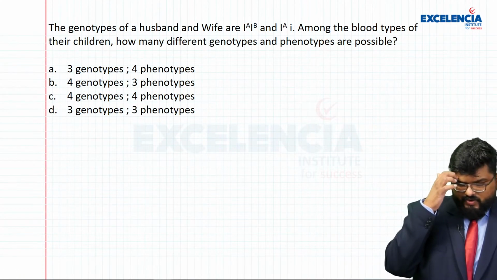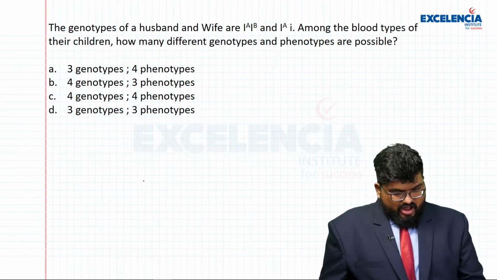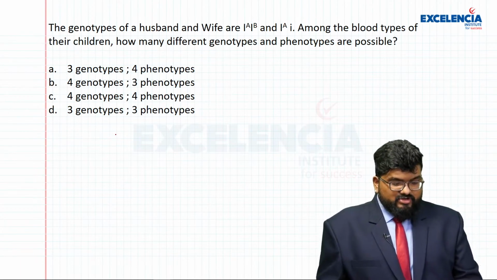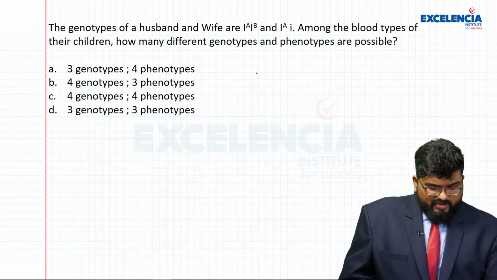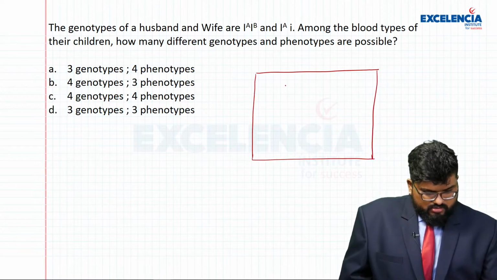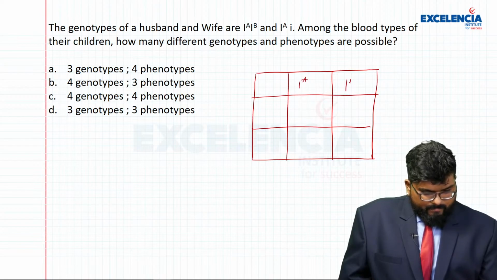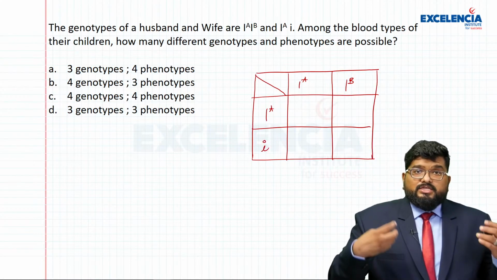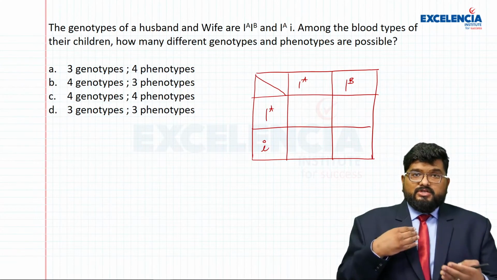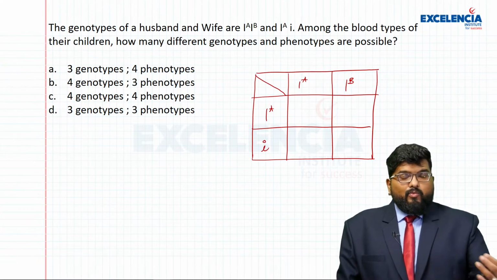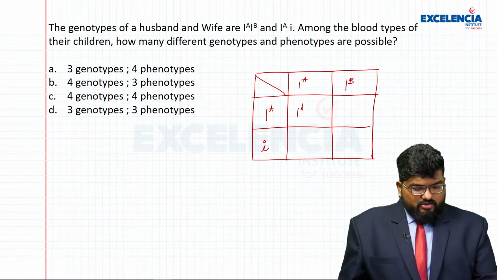Next, the genotypes of husband and wife are IA IB and IA small i. Among the blood types of their children, how many different genotypes and phenotypes are possible? Simple enough, a quick Punnett square, right? Remember that small i is the recessive one; the homozygous recessive condition will give you blood group O. Otherwise, the heterozygous condition will depend on what the corresponding dominant allele is. So what am I getting over here?